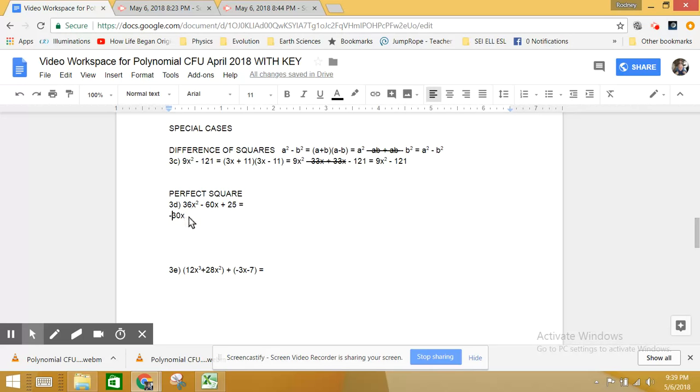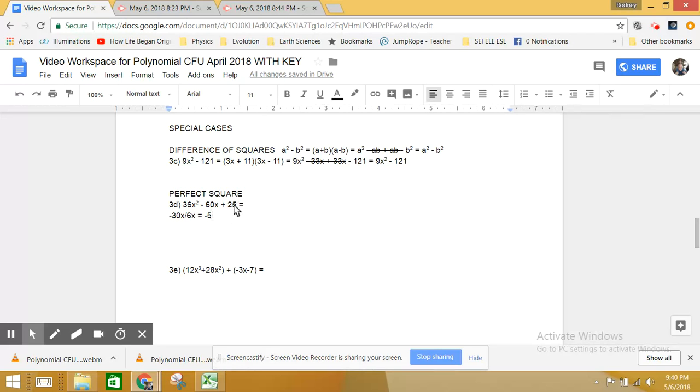Now what I need to do is see what happens if I factor out what my a is, the square root of 36x squared. If I divide that by 6x, which I got from taking the square root of 36x squared, I am going to be left with negative 5. Now my last test is to see if negative 5 squared is 25.